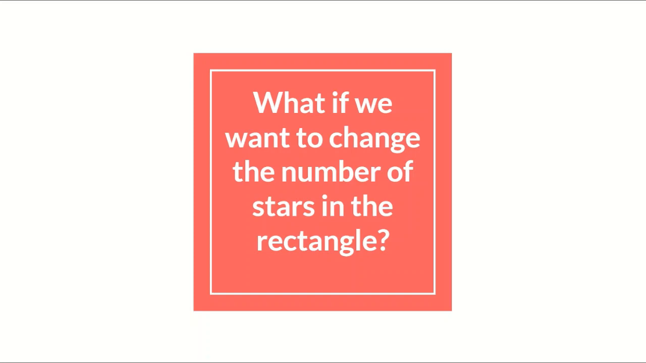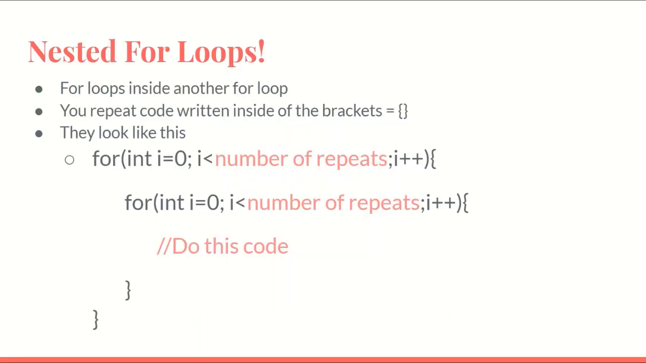So what would happen if we wanted to change the number of stars in the rectangle? We would have to use nested for loops. Nested for loops are one loop inside of another loop. You repeat the code written inside the middle brackets for a number of times, and then you repeat that for another number of times. And this is what they look like.